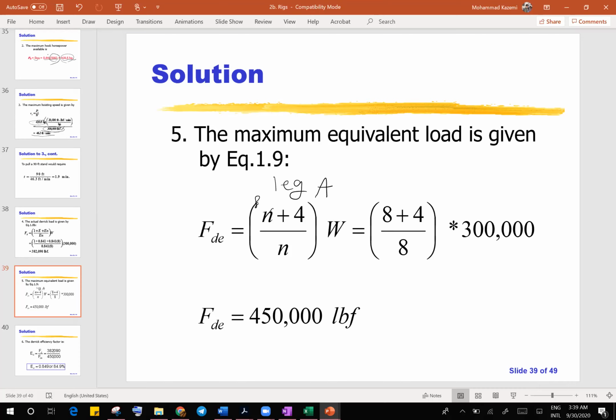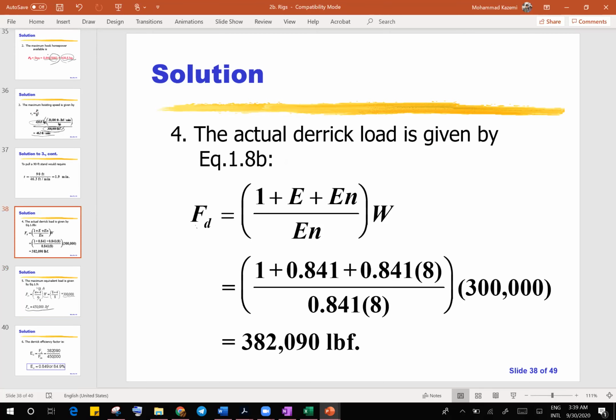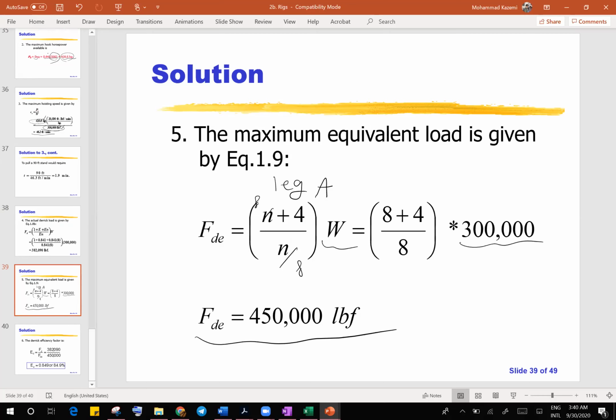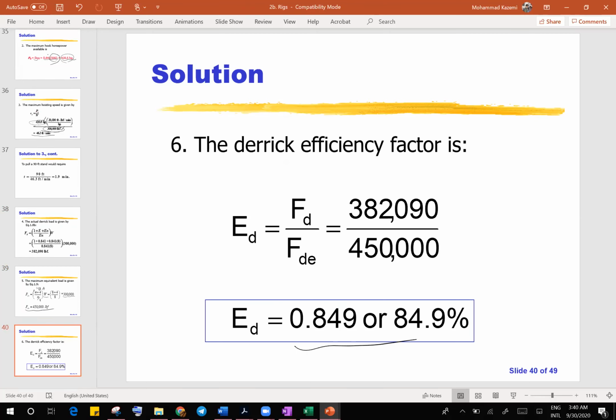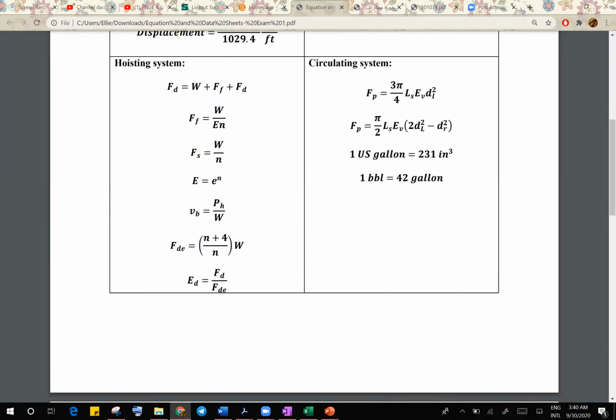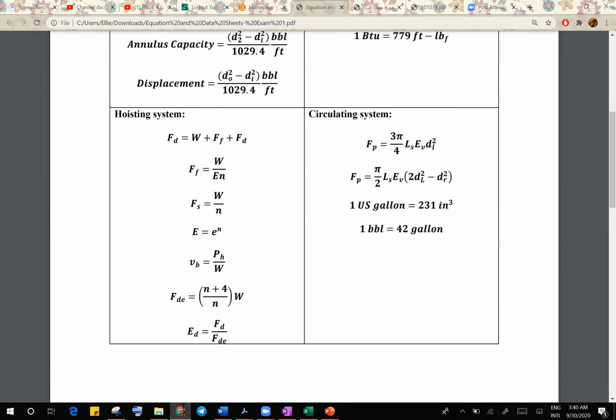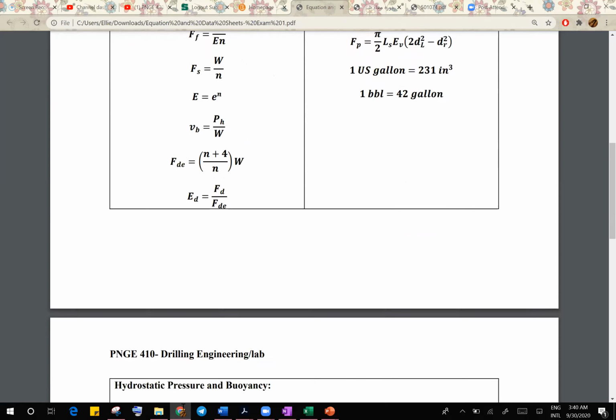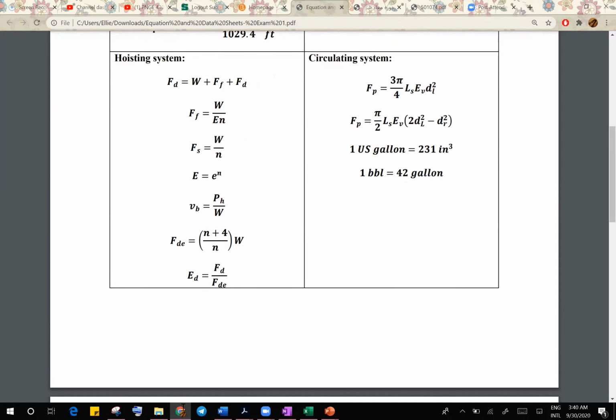Again, simple, 8 lines, right? And multiplied by the weight that you have, that's 450,000 pound force. That's the maximum you can put, okay? Now the ratio of the actual derrick load and the maximum derrick load is gonna give you the derrick efficiency, which is 84.9%, okay? And I think that equation is here as well. Yeah, you see all the equations that you would need to solve that problem are here. The only side point that I mentioned was that if you have a drilling fluid, then you would need to use effective weight, right? Because the effective weight is what you feel in terms of moving the drill string system up and down.